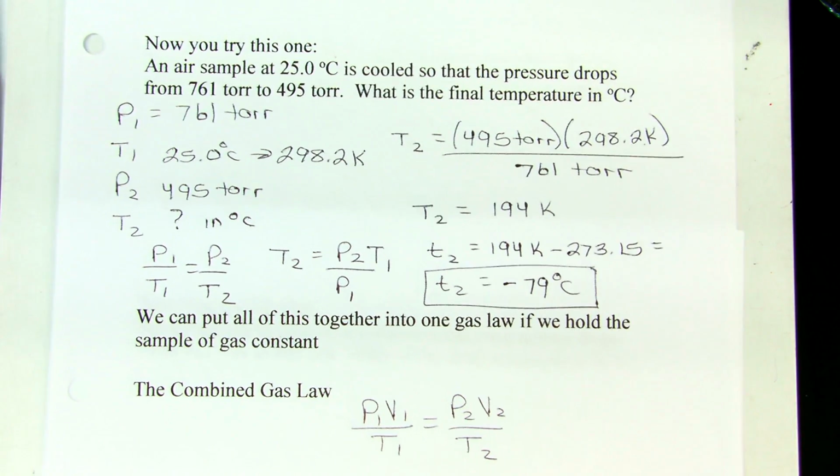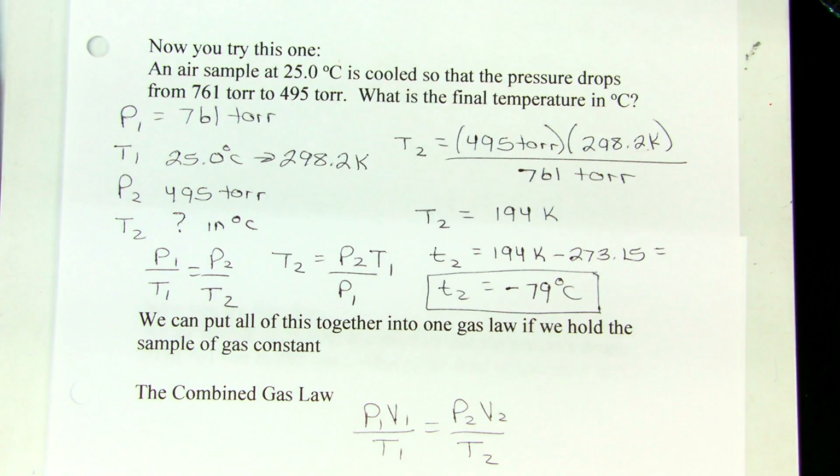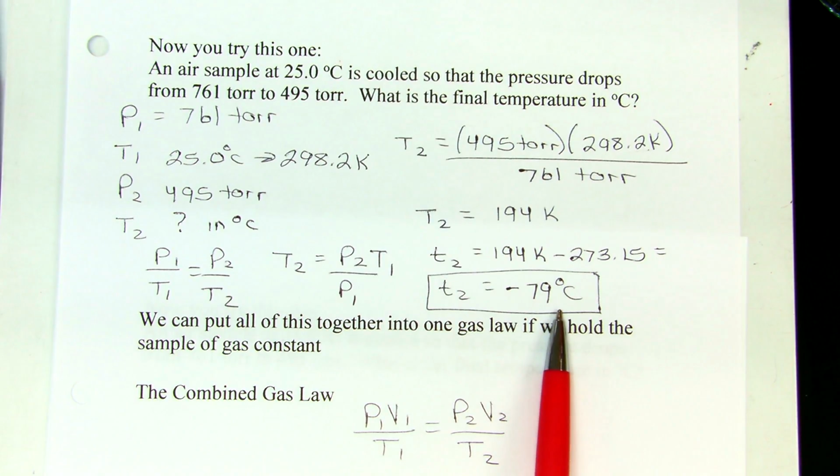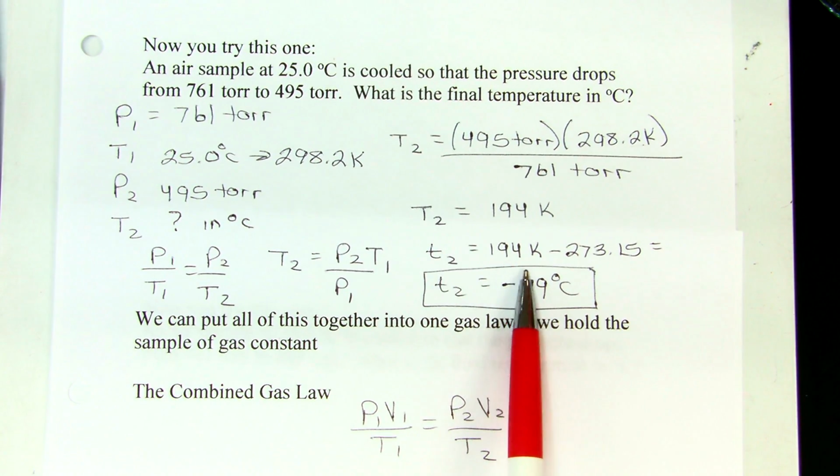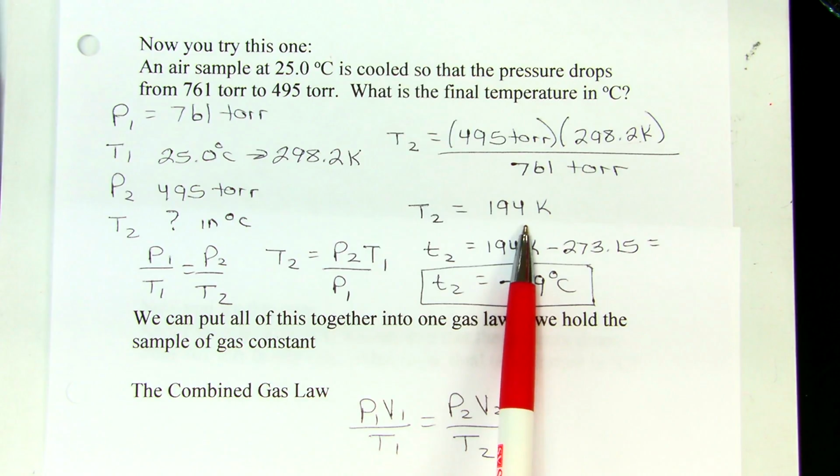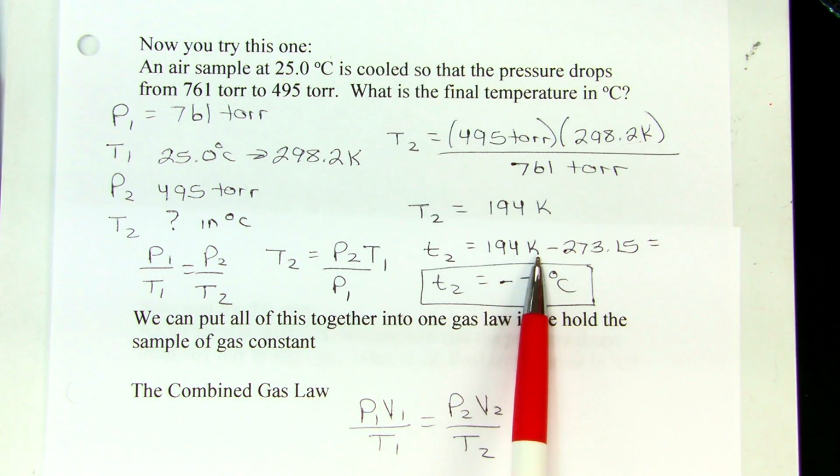So when we look at this one, the correct answer was negative 79 degrees Celsius because we calculate 194 Kelvin, and when we convert to Celsius, we have to subtract, and we do need to stop in the ones place. So make sure you're paying attention to your sig figs.